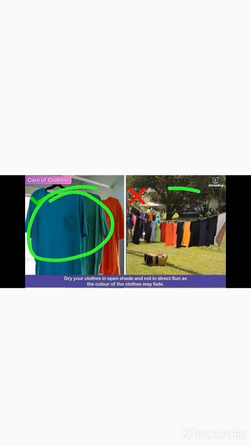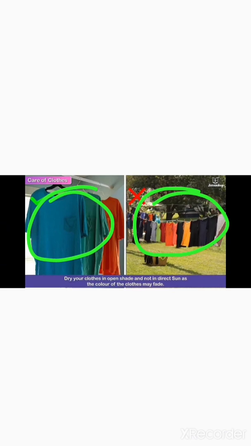So here you can see that this is open shade, and this is the direct heat of the sun. We should not dry our clothes in the direct sun heat, as the color of the clothes may fade. If we dry our clothes in direct sun rays, it can fade the color of the clothes.